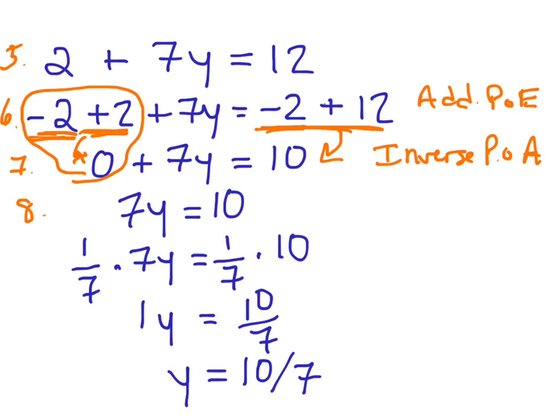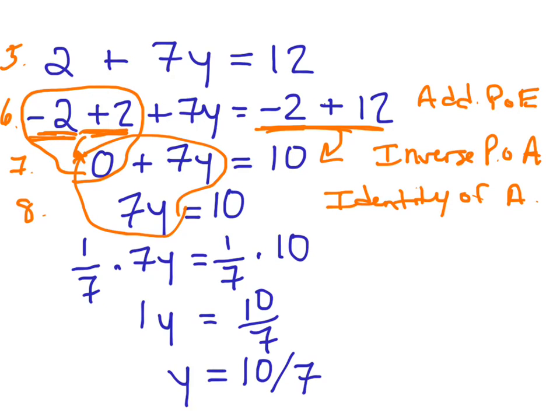Alright, so here we go again. From 7 to 8, the change that's been made is that we had a 0 plus a 7y, and now we just have a 7y. So we're asking why does 0 plus 7y equal 7y? And that's your identity of addition. From step 8 to step 9, the change is this 1/7 being multiplied to both sides. So that's your multiplication property of equality.